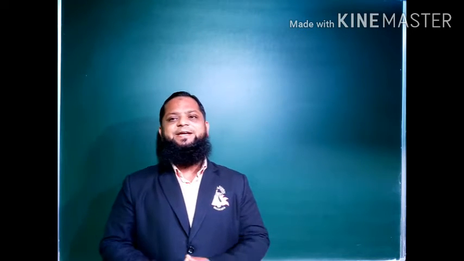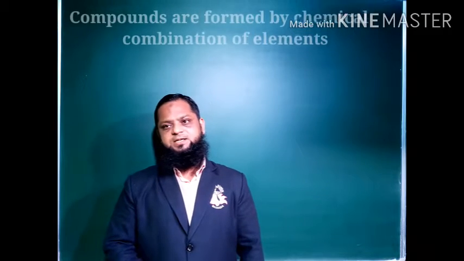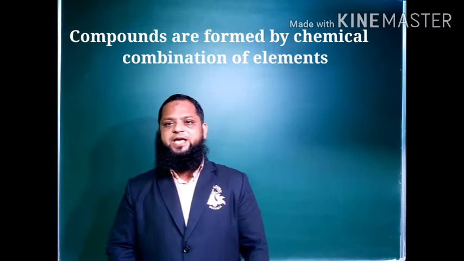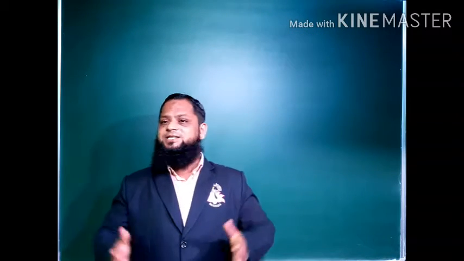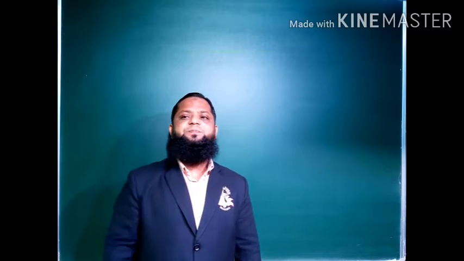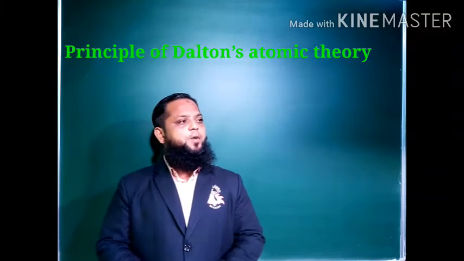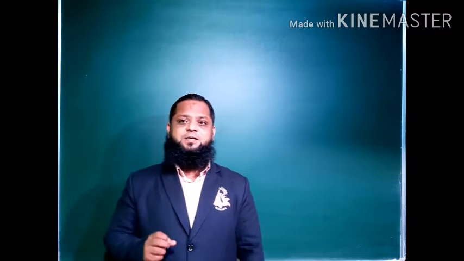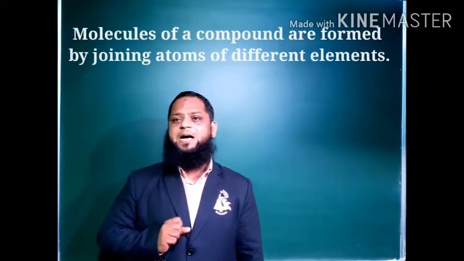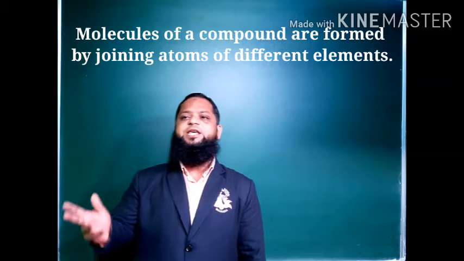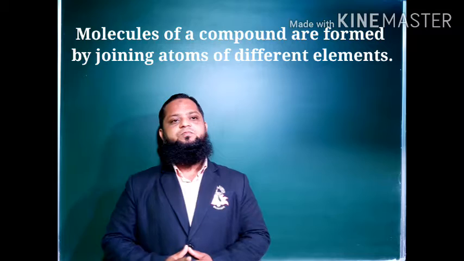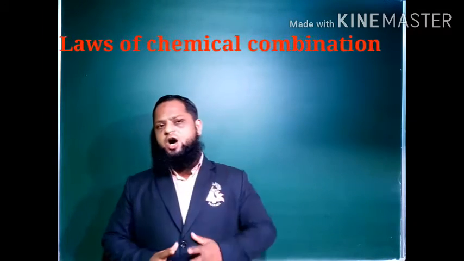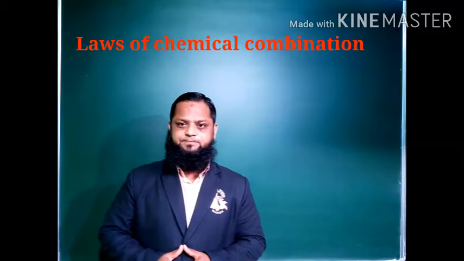In the previous standard, you have learned that compounds are formed by chemical combination of elements. We have also learned that an important principle of Dalton's atomic theory is that molecules of a compound are formed by joining atoms of different elements. Now let's begin with the first concept, that is laws of chemical combination.